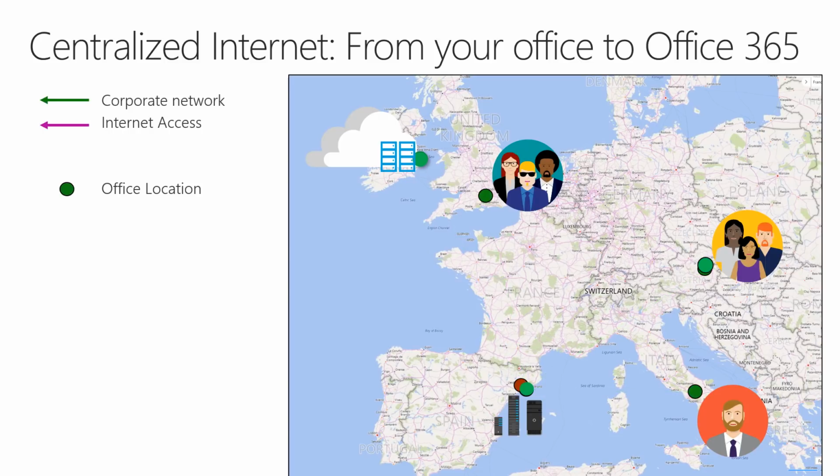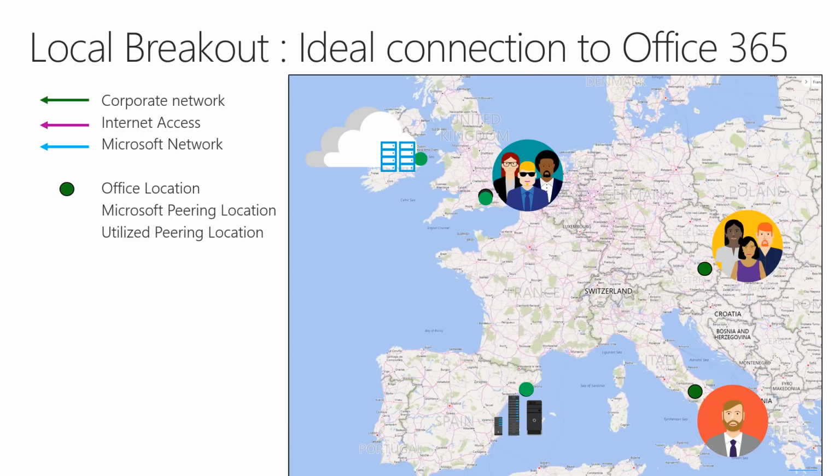So let's see how it would look like if we have localized internet access, direct internet access. So now it's still the same office locations, but we don't need to go to this data center anymore. These blue dots are all the Microsoft peering locations. The yellow dots are the ones that we're going to use actually in this example.